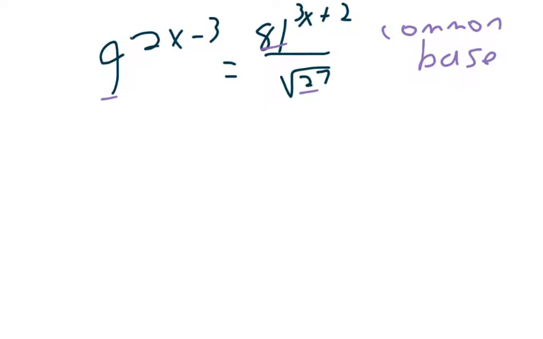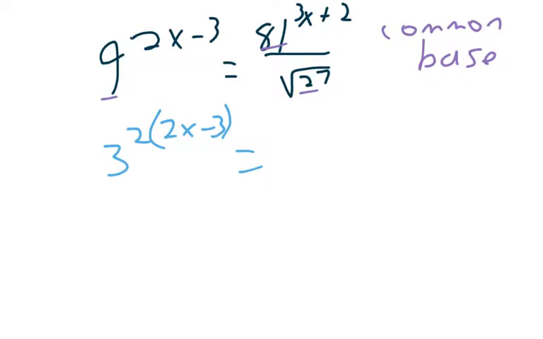Hopefully you said 3 will go into all those. We know 9 will as well, actually, but we want to break it down to the smallest one. So 3 to the what power is 9? 3 to the second. So I'm going to distribute that to the 2x minus 3. Do the same thing for the top.